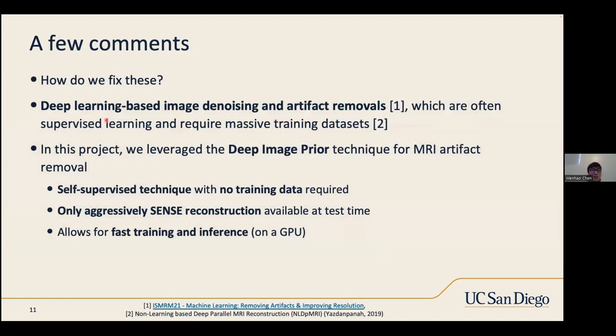A supervised approach can be inefficient because of the need for labeled datasets. In this project, we leverage the Deep Image Prior technique, which is self-supervised and does not require labeled data. The only information available is the bad SENSE reconstruction.